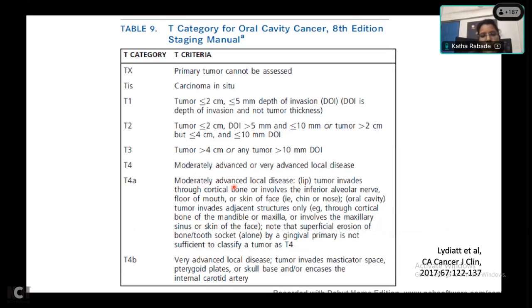T4A being tumors which involve the cortical or the medullary bone and the skin. And T4B are advanced tumors which involve the pterygoid plates, skull base, and in case the internal carotid artery.